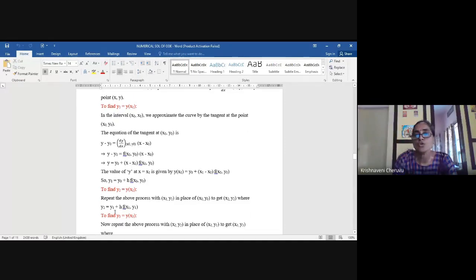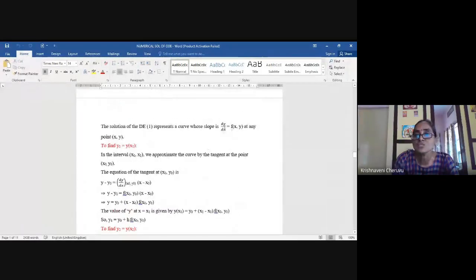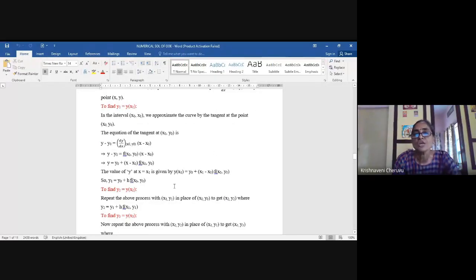Now see, this is how you will find the formula. See here, y minus y1 is equal to the derivative of y with respect to x at x1 y1 into x minus x1. Now you are starting with x1 y1, girls. So if you put here x1 y1, it becomes f of x1 y1. So now you have y minus y1 is equal to f of x1 y1 into x minus x1.